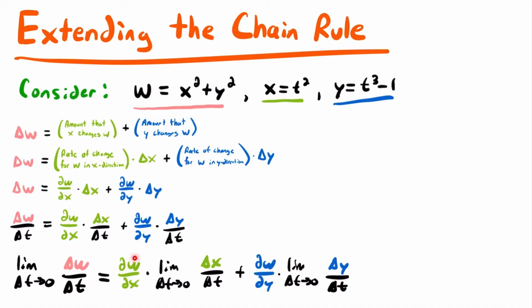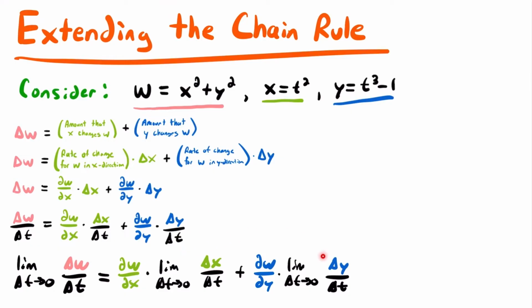We'll have the partial of w with respect to x multiplied by the limit as delta t approaches zero of delta x divided by delta t, and then the partial of w with respect to y multiplied by the limit as delta t approaches zero of delta y divided by delta t. Now, you might be wondering, why didn't we pull out the delta x and the delta y? That's because both x and y are directly affected by the change in t, right?